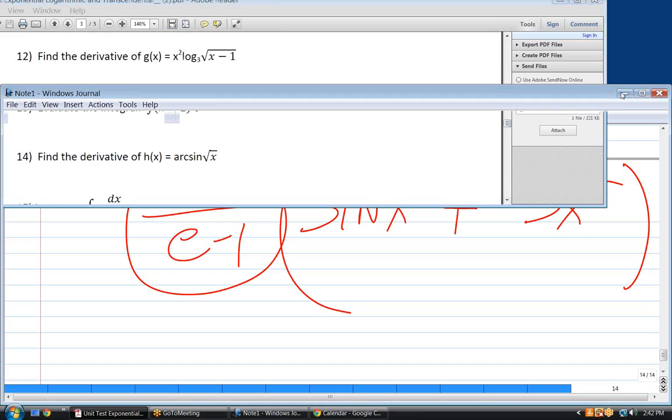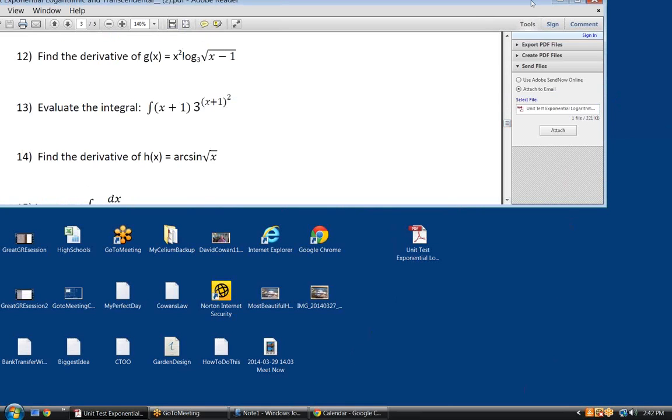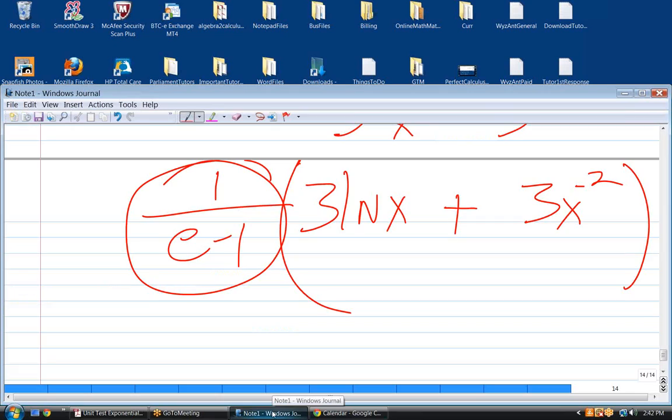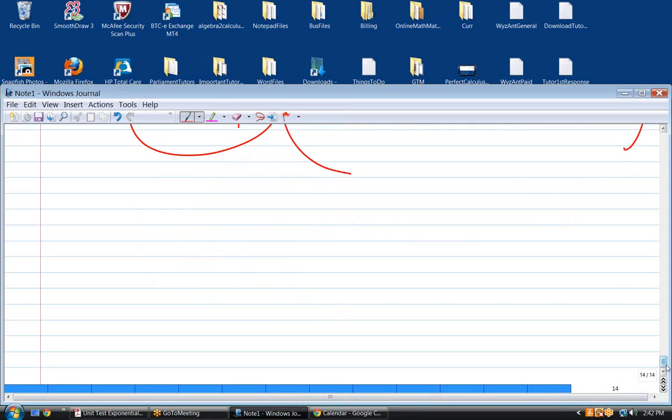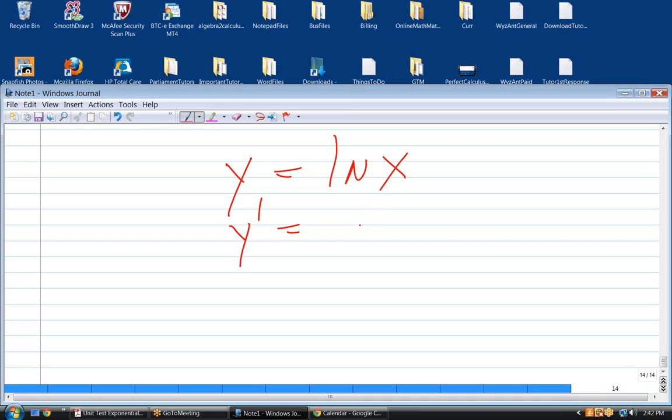All right. Before we look at the next one, let's talk about the 3 rules you need to know. There are actually 3 that are difficult to remember for me, because you don't often do anything but natural log. What's the derivative if y equals natural log of x? What's y prime? Y prime is 1 over x.